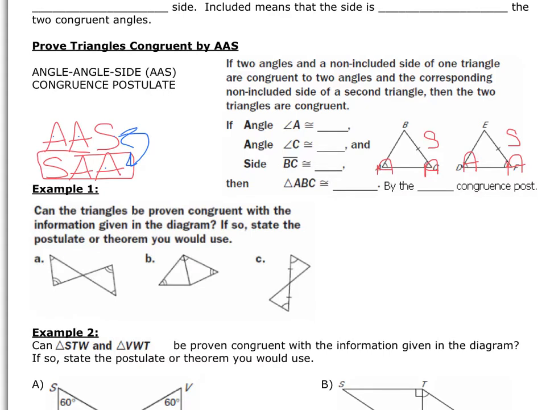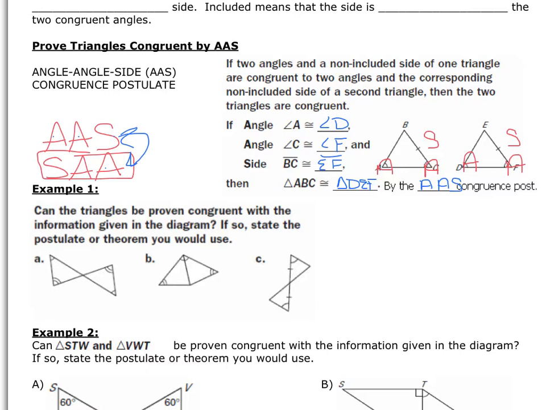So angle A is congruent to angle D, angle C is congruent to angle F, and side BC is congruent to side EF. So therefore, if you have two angles and then a side, you can say the triangles are congruent. And this is by angle, angle, side.